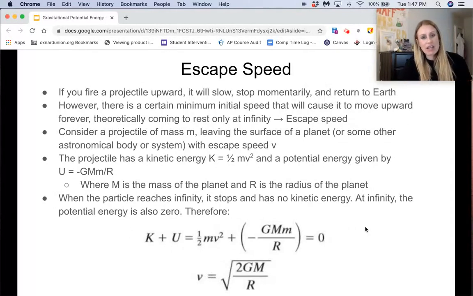What you end up getting for velocity or escape speed is equal to the square root of 2GM over r. This equation looks very similar to the velocity of a satellite equation, if it looks familiar to you, but there is a 2 in there, so you have to be careful with that. I would memorize this equation. It's not on your equation sheet, but it is a very important equation to know, and it could come in handy on the AP test, so I would memorize that one.